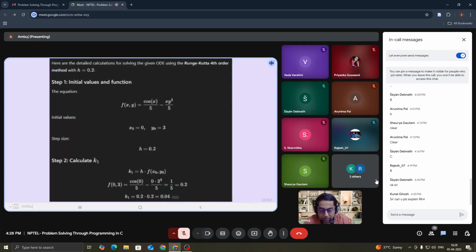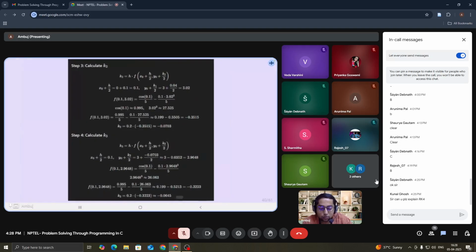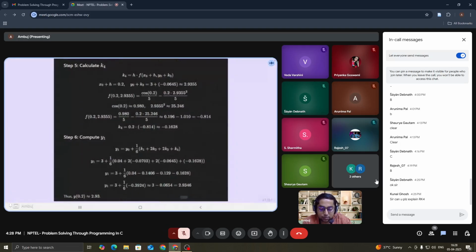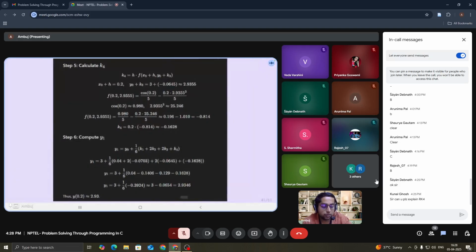In this slide I have calculated the value k1, then I have calculated k2, then k3, then similarly k4, and then I have calculated y1. This is the entire Runge-Kutta method of fourth order, and the value which I am getting is 2.93. Is it clear, Kunal, or do you have any doubt anywhere? Then please do ask me. I'll explain again.